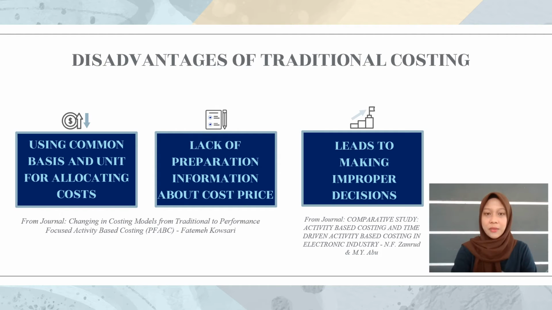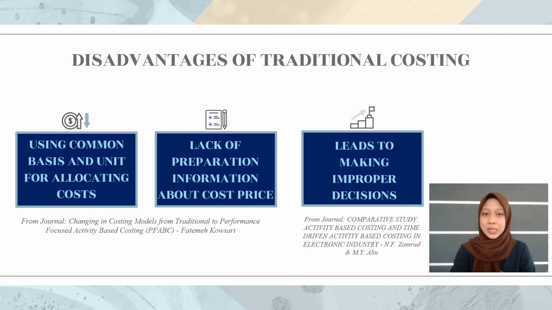The next disadvantage is the lack of preparation of exact information about cost price and other necessary information for decision making. Traditional systems mainly divide the existing costs in an organization into two groups, which are direct cost and periodic cost, and they only consider the direct cost in calculating the cost price. But in making decisions, they need to use both of them, which is direct and periodic cost. Therefore, based on traditional methods, analysis of the improvement of activities and methods for decreasing the cost won't be possible. These two disadvantages are taken from the journal Changing in Costing Models from Traditional to Performance-Focused Activity-Based Costing PFABC by Fatihah Kowsari.